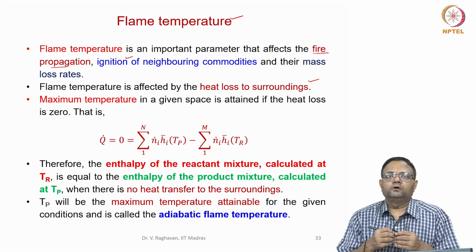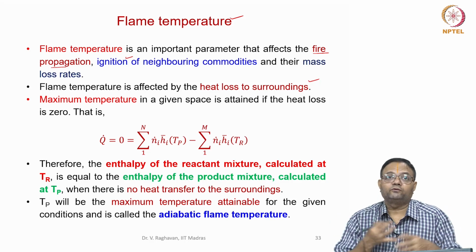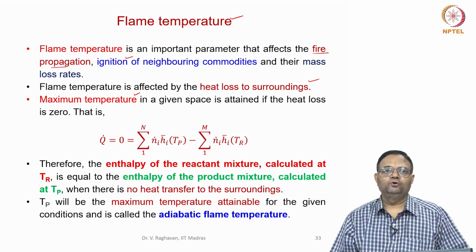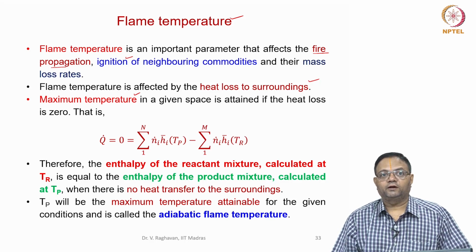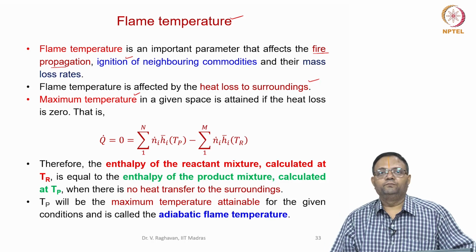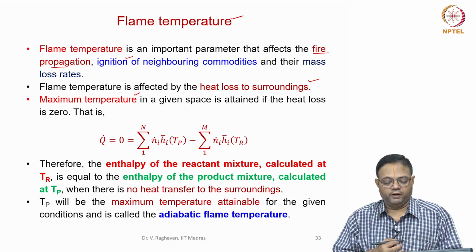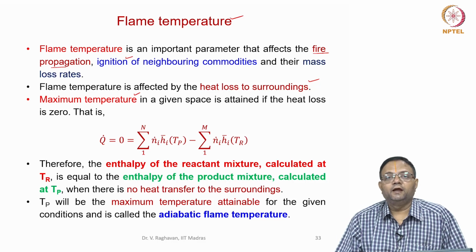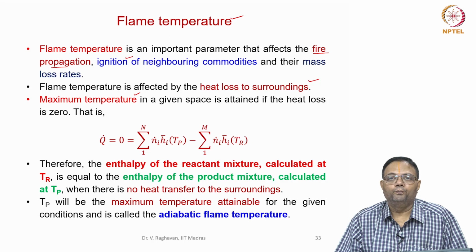If there is no heat loss to the surroundings, then we get what is called the maximum temperature. Again, there is nothing called complete insulation, correct? So there will always be some heat loss, but theoretically at least we can find the maximum temperature that can be attained when there is a commodity or a fuel which is burning. The maximum temperature in a given space is attained if the heat loss from the space to the ambient or the surroundings is 0.